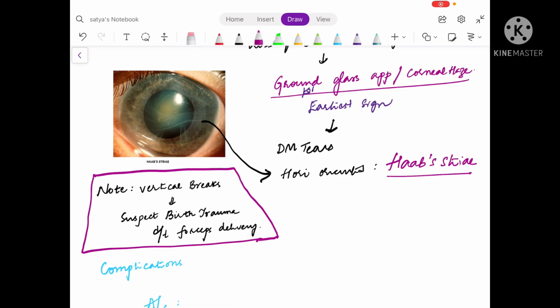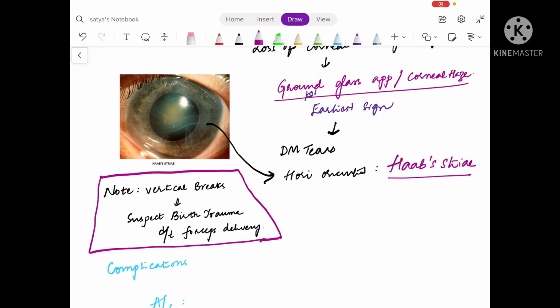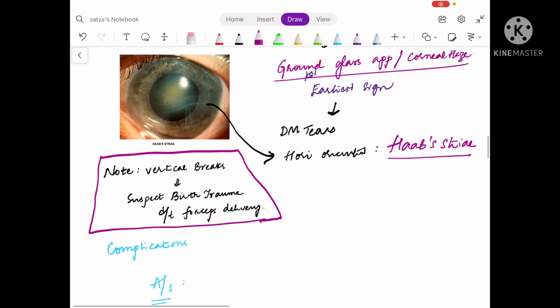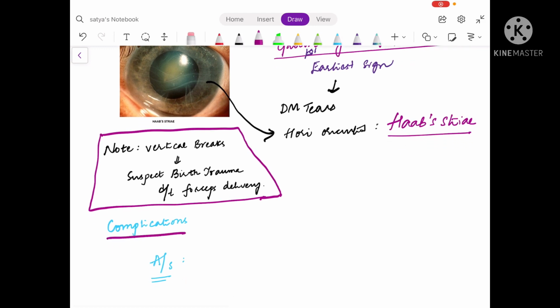Clear, right? Subsequent increase in corneal edema, ground glass appearance and corneal opacification will keep on occurring if you don't treat the case. Sometimes it will lead to permanent corneal scarring. Scarring can occur and vascularization also can occur. We will look into the complications.